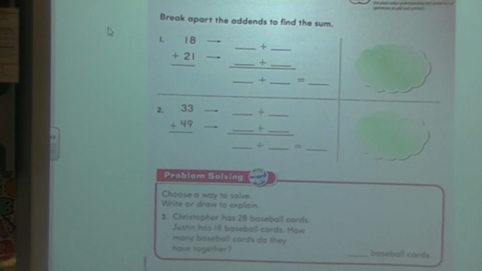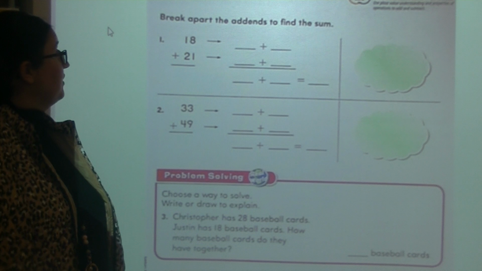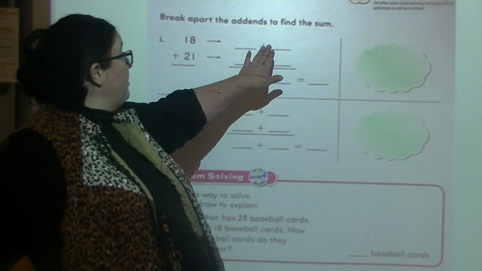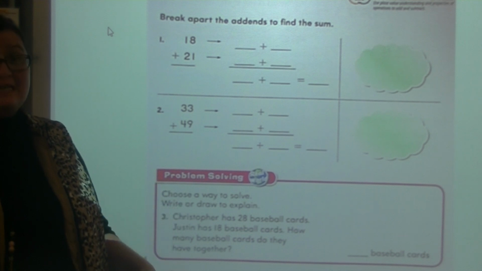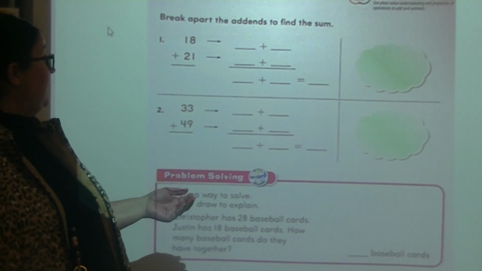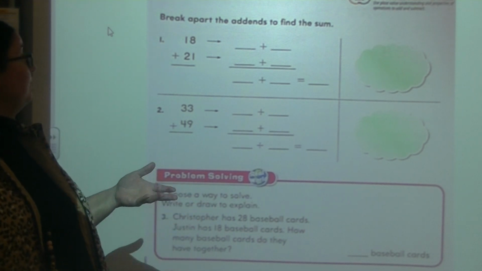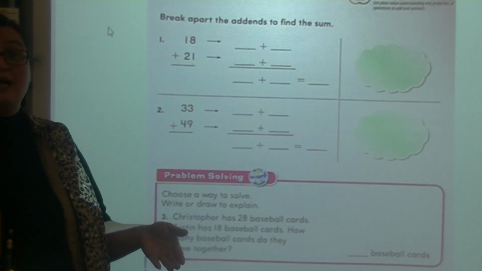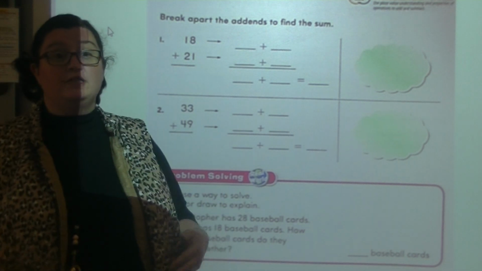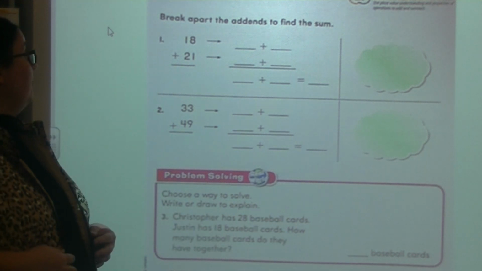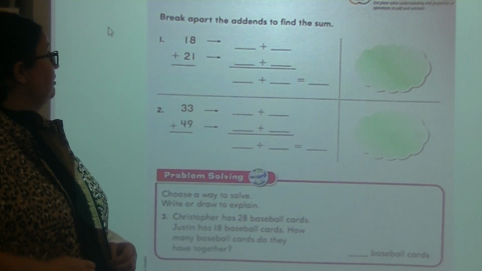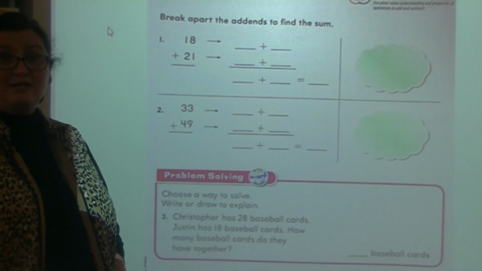Alright, so we are adding two-digit numbers where the number in the ones place sometimes is greater than 10. And the way we're solving it right now is by breaking apart our tens and our ones into a place value fact or expanded form. Alright, so let's look at what you did yesterday.